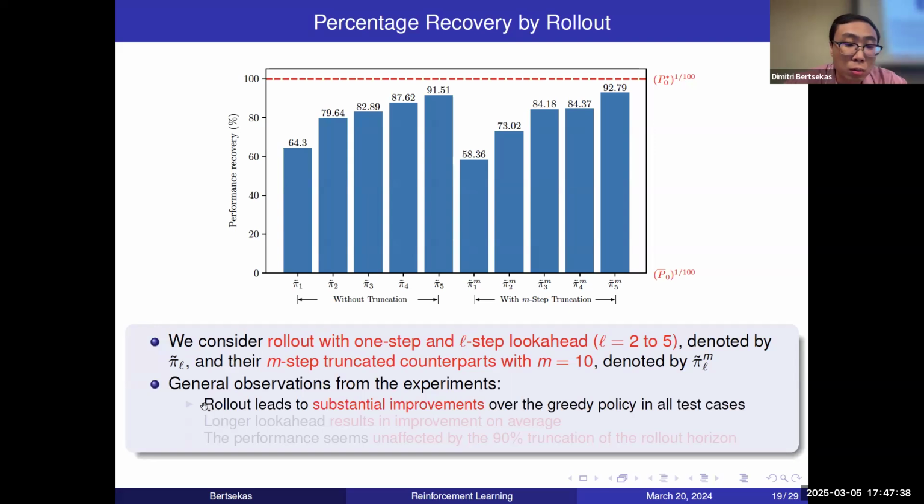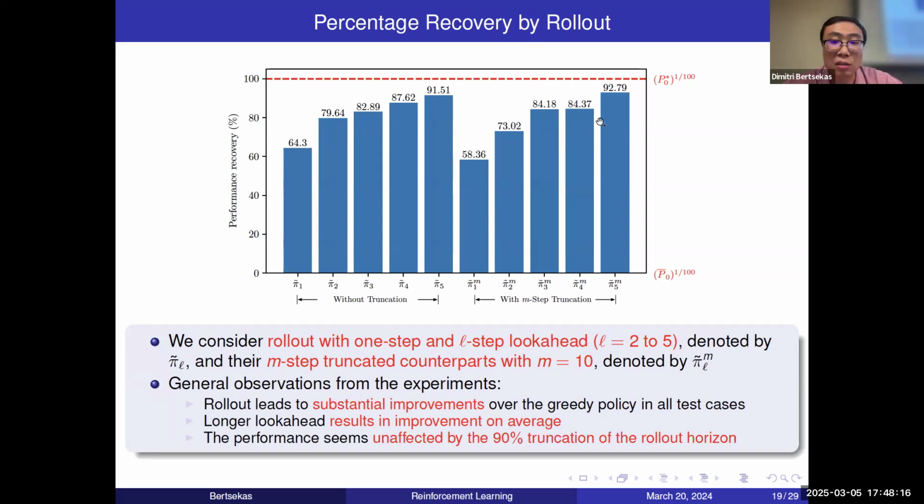But you can see the general observation is that rollout leads to substantial improvement over the greedy policy in all the cases we tested. Regardless of 1-step lookahead, 2-step lookahead, truncated or not truncated, there is always substantial improvement. And as a general pattern, longer lookahead leads to improvement on average, but not always, as I will show shortly. This is true in both untruncated and truncated rollout. And the performance seems largely unaffected, even though we just use 10 steps of simulation rather than run all the way till the end. It's only 10% of the whole trajectory, but it doesn't make a big difference in this particular case.